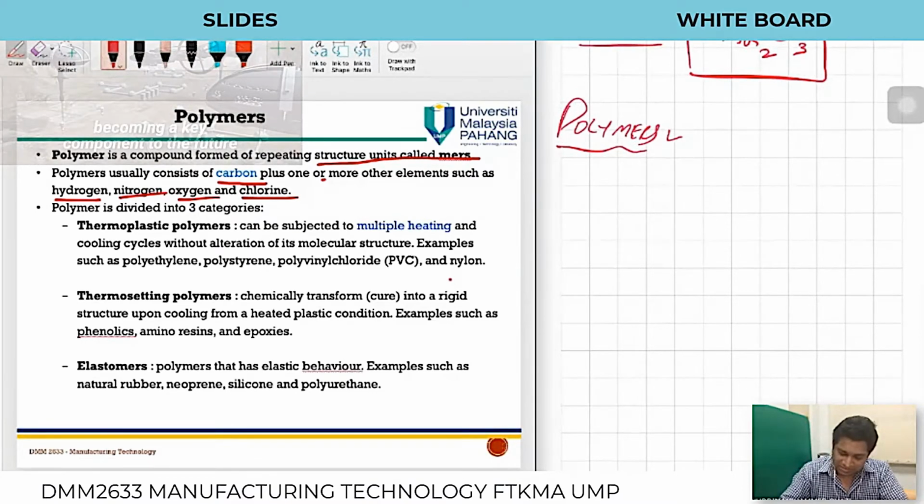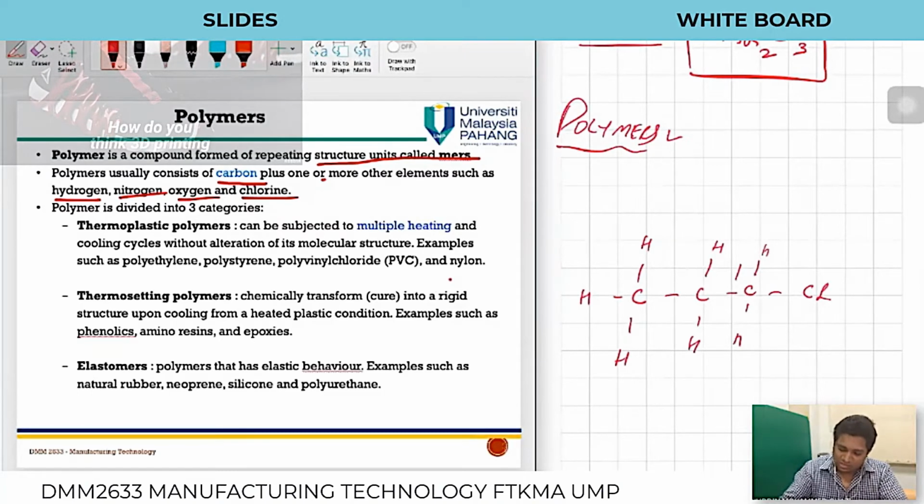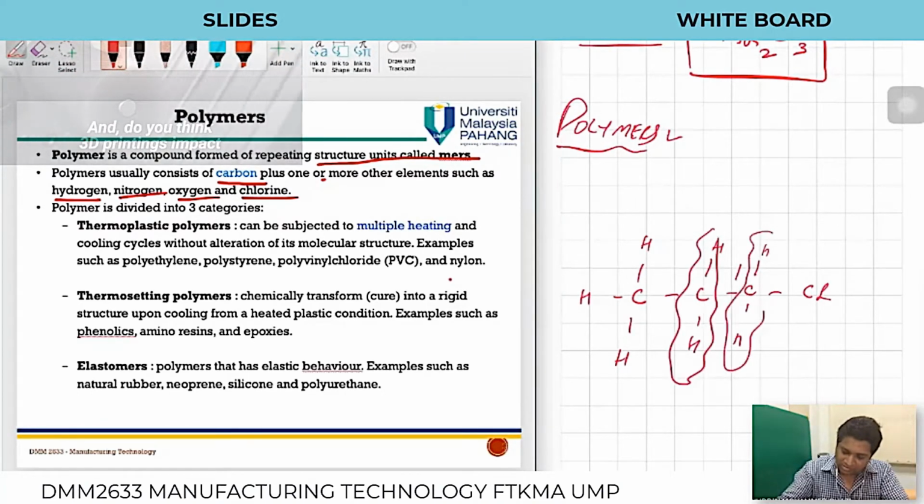So let's say I've got carbon. One carbon has hydrogen and hydrogen. Then it is attached to another carbon which has hydrogen and hydrogen. And then again another carbon which has hydrogen, and then maybe chlorine. So the repeating unit is called a mer, and poly means many, so it becomes polymers.